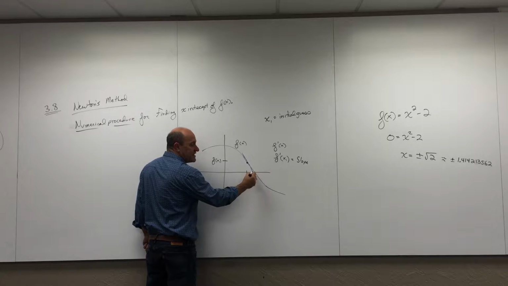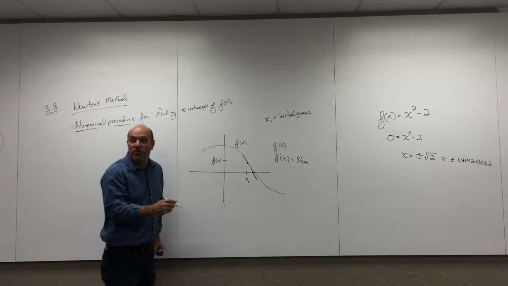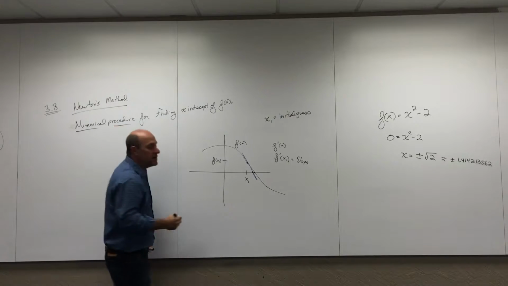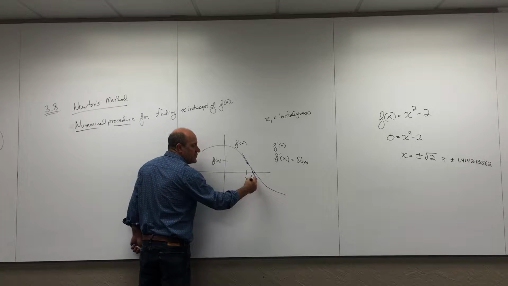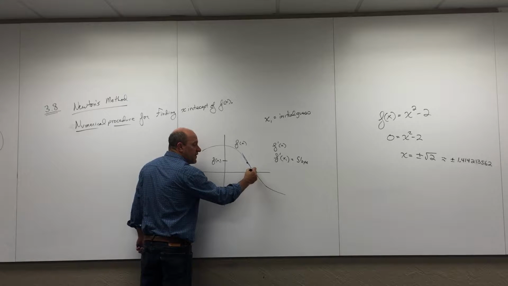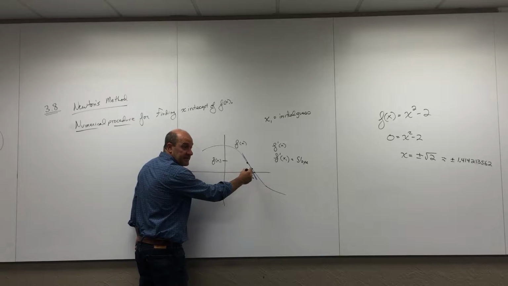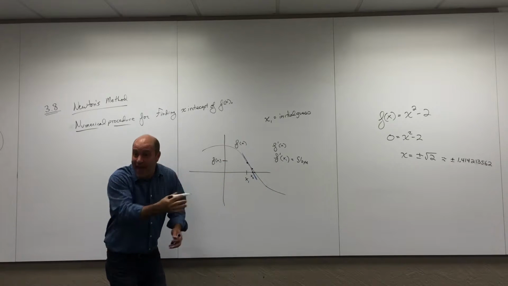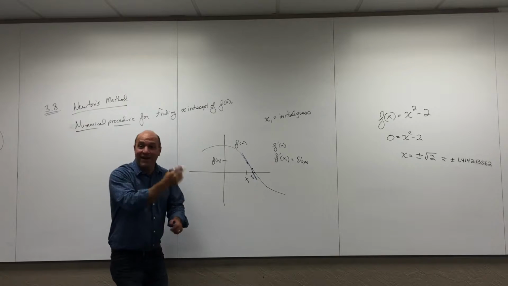You know what I'll do with that x-intercept of the tangent line? I'll use it as my second guess, and so I'll call it x2. I'll plug it into the function, get a new point, find the derivative at that point, and create a new tangent line.